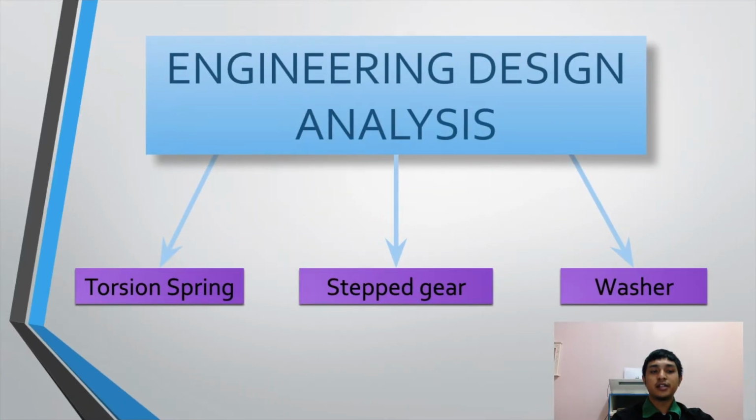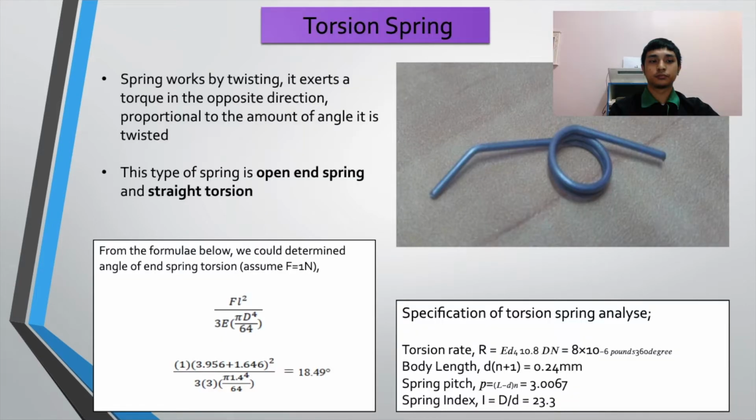For the design analysis section, we define three main components: the torsion spring, the step gear, and the washer. For starters, I want to talk about torsion springs. Torsion springs work by twisting. They exert a torque in the opposite direction, proportional to the amount of angle they are twisted. This type of spring is an open-end spring and straight torsion.